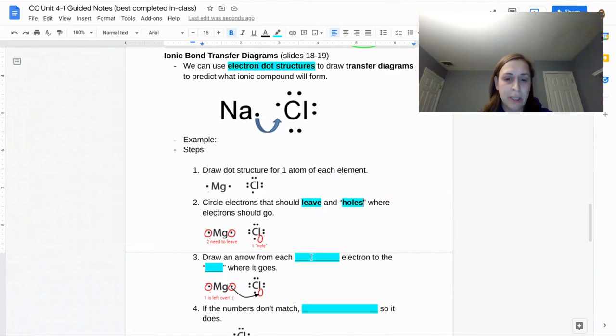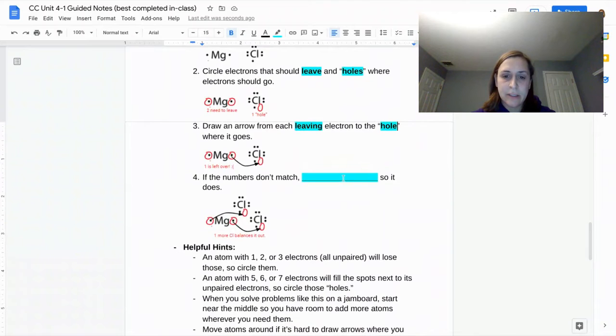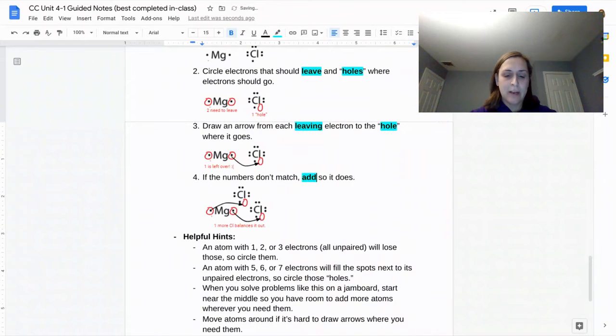Draw an arrow from each leaving electron to the hole on the other atom where it goes. So I draw an arrow from one of magnesium's electrons to the hole on chlorine, but one's left over. Bummer. If the numbers don't match, add more atoms.